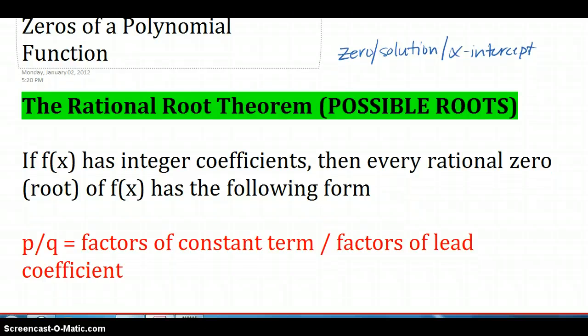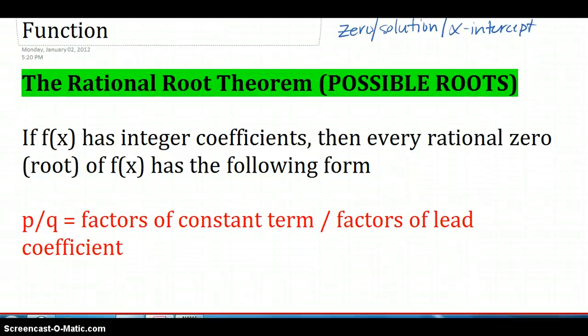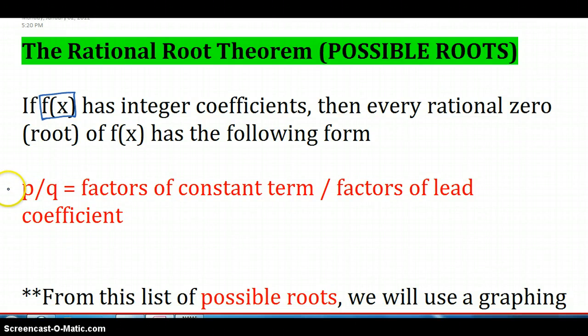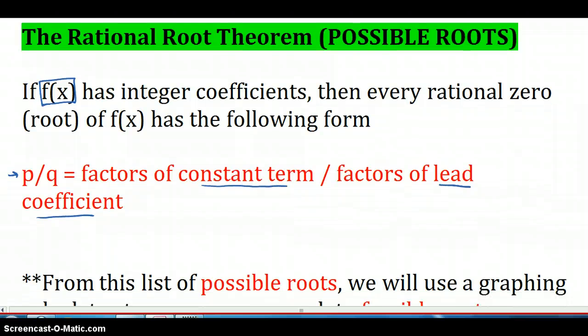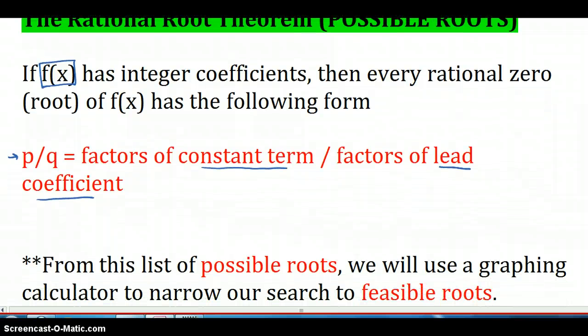We're going to look at the rational root theorem first, and this is going to give us all the possible roots of the polynomial. This just says if we have some polynomial in the form f of x, and it has integer coefficients, then every rational zero, or every root of this polynomial, can be written as what I have here in red, p over q. P is going to be the factors of the constant term, and then q is going to be the factors of the leading coefficient. So we're going to take all the factors of the constant term and put them over the factors of the leading coefficient. And that is going to give us all the possible roots of the polynomial.